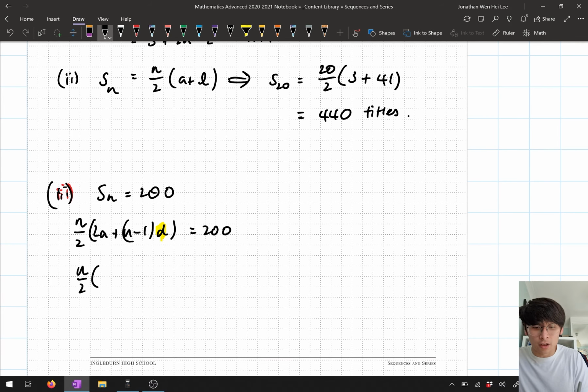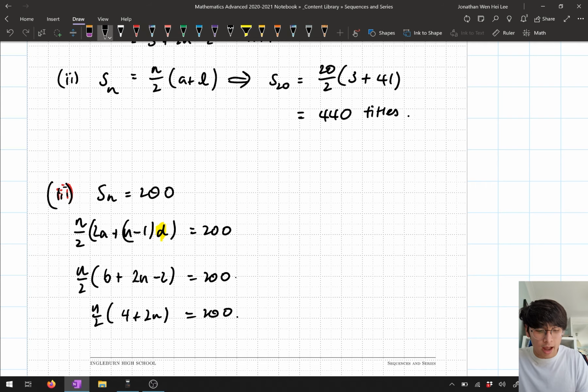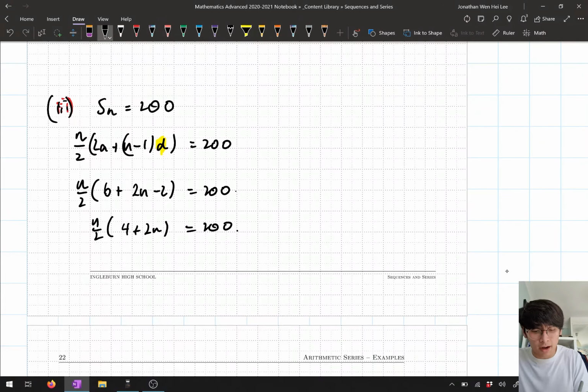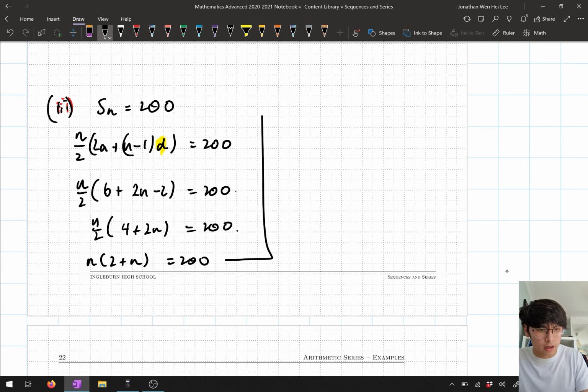I know that my starting term was 3, so this becomes 6 plus. My common difference was 2, so this becomes 2n minus 2 is equal to 200. And so n over 2 times 4 plus 2n is equal to 200. And I can actually put this over 2 into the brackets and I get n times 2 plus n is equal to 200. Now that I've got this, I can actually solve this as a quadratic.